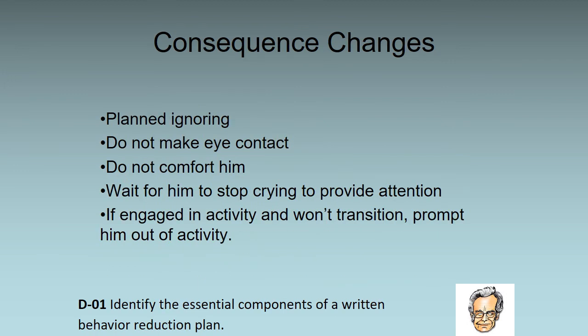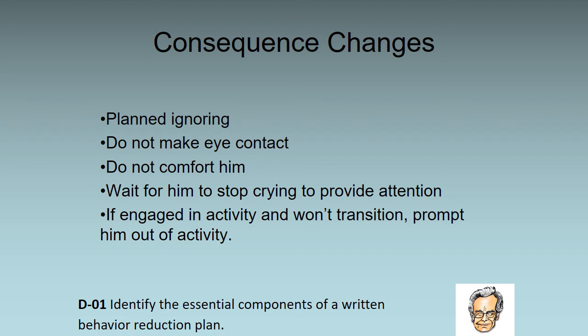Consequence changes. This is what we can do if the behavior does occur. Remember, the behavior probably will occur. So what are we going to do instead of what the current consequences are? If you go back and look at the current consequences, there's comfort from the parent, sometimes he's allowed to finish the activity, etc. So now the consequence changes are what we're going to do instead if the behavior does occur. We have to have that planned as well.